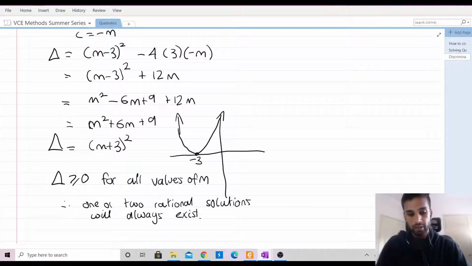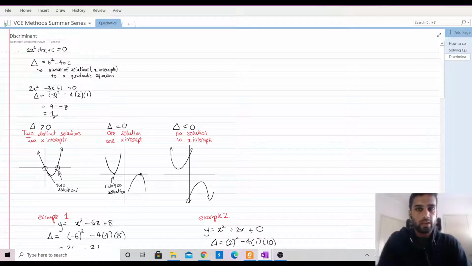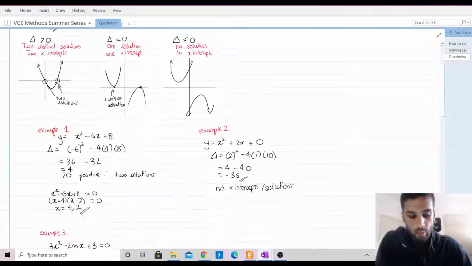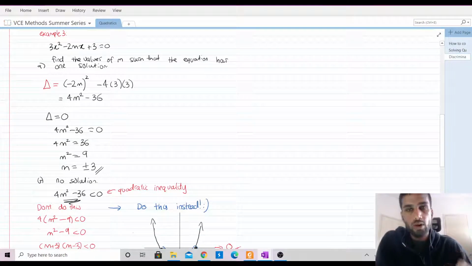So that wraps up our discriminant lesson for today. Just to summarize again, the discriminant is b squared minus 4ac. It's used to determine the number of solutions to a quadratic equation. If it's less than 0, that means there's no solutions. If it's equal to 0, that means there's 1. And if it's greater than 0, that means there's 2 distinct solutions. And we can use that most popularly in questions using m to work out for what values of m do this or that equation have 1, 2, or none solutions.